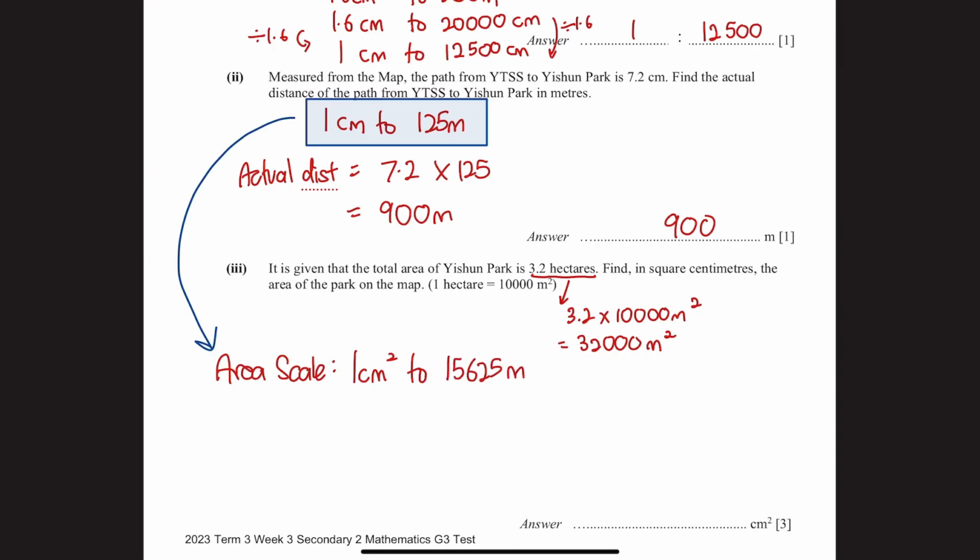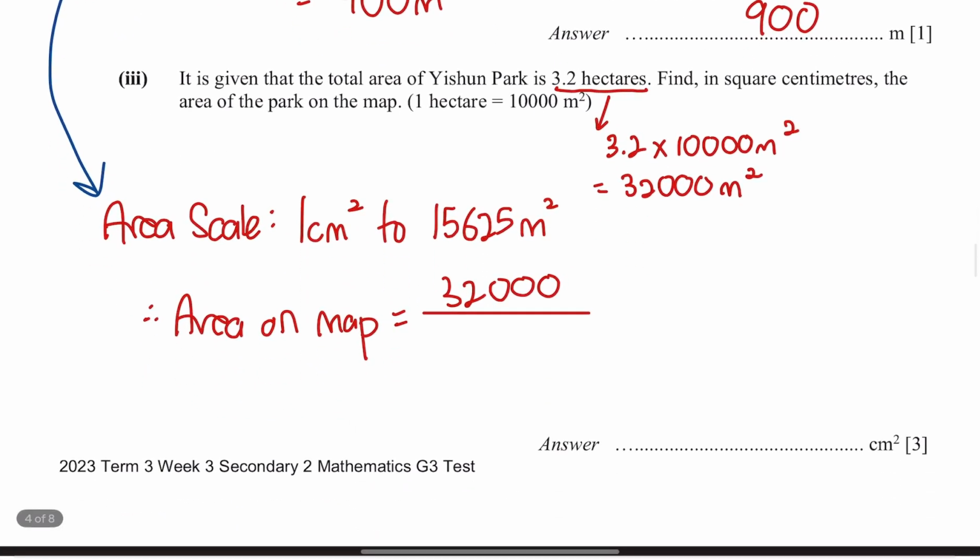15,625 meters square. Therefore, the actual area is 32,000 meters square. Area scale is 1 cm square is to 15,625. So I divide by 15,625. I will get 2.05 cm squared. And that's your answer to part 3.